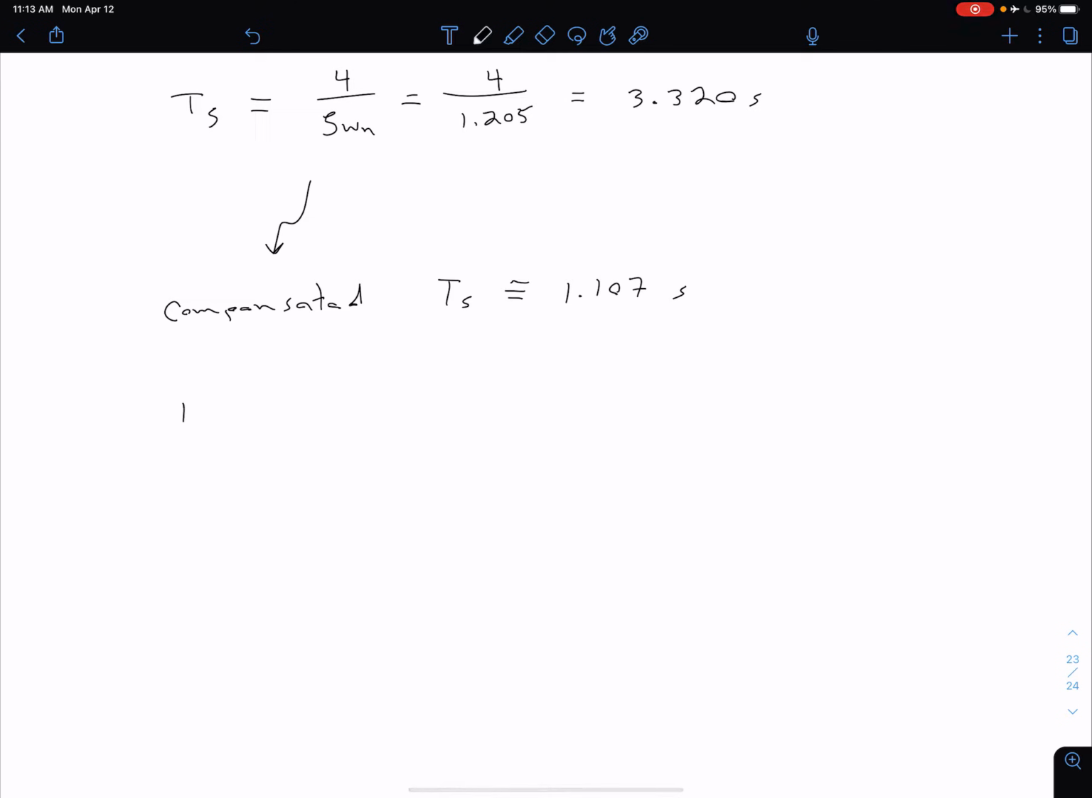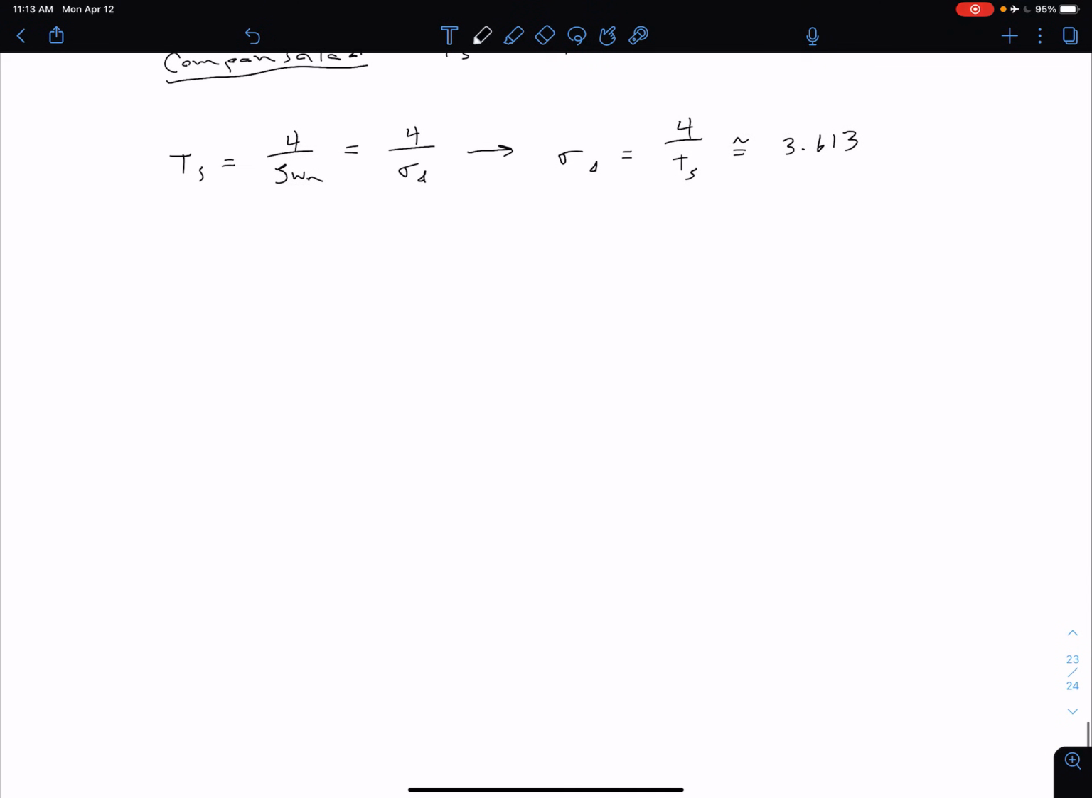So we know, again, that Ts is equal to 4 over sigma omega n, but now we're talking about a compensated system. So to simplify things, we can say this is 4 over sigma d, so that was our real part. And we can solve, plugging in this value of Ts, for our sigma d. So 4 over Ts is going to be approximately 3.613.